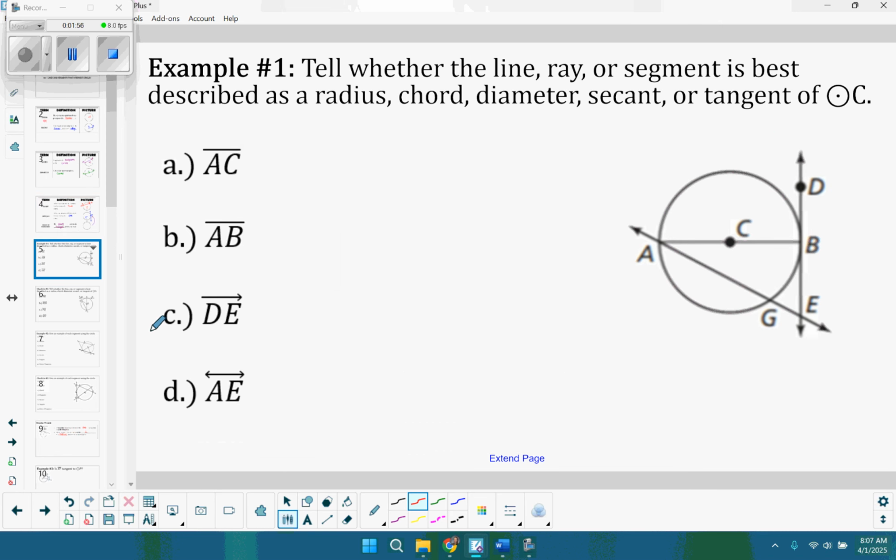For example 1, we're going to tell whether the line, ray, or segment is best described as a radius, chord, diameter, secant, or tangent. So the first one is AC. So we're going from A to C. So that's center to the edge. We would call that a radius. For part B, we're going all the way from A to B. So we're going all the way across the circle, endpoints on both sides, which makes it a chord, and it went through the center, which elevates it to diameter.